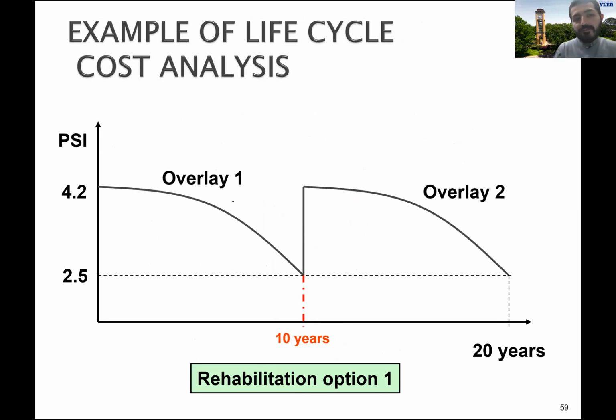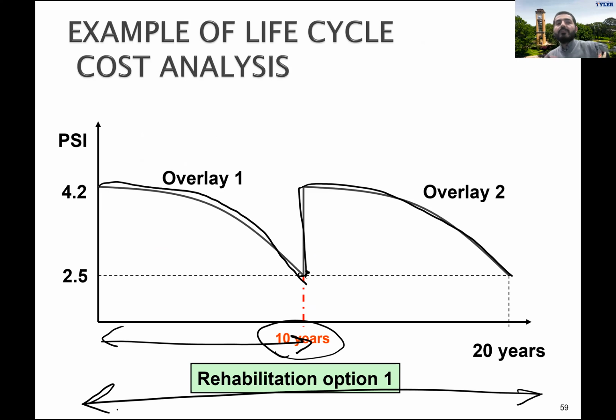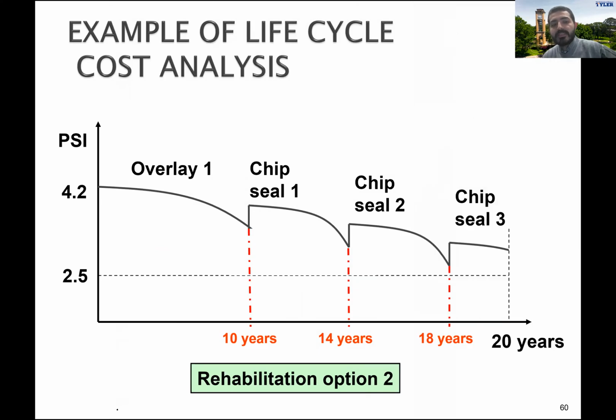The first option is to have an overlay that's going to last for 10 years, and then at the end of that 10 years, I'm going to have another overlay that's going to get me to the analysis period of 20 years. So this is the first rehabilitation option. The second rehabilitation option is as follows.